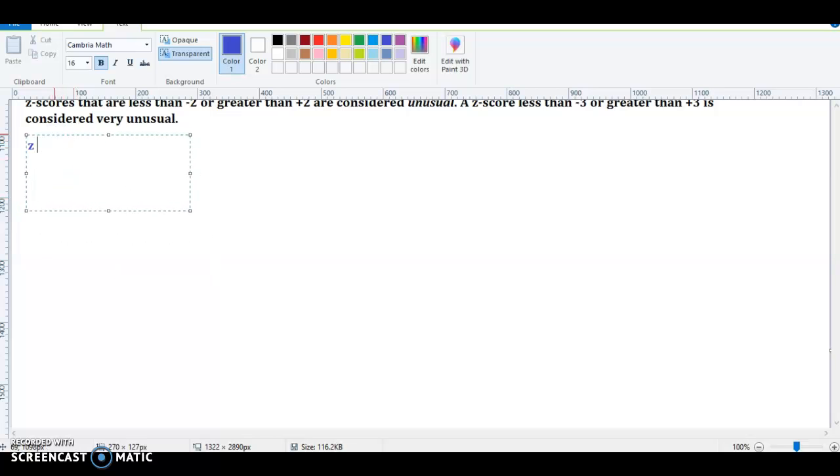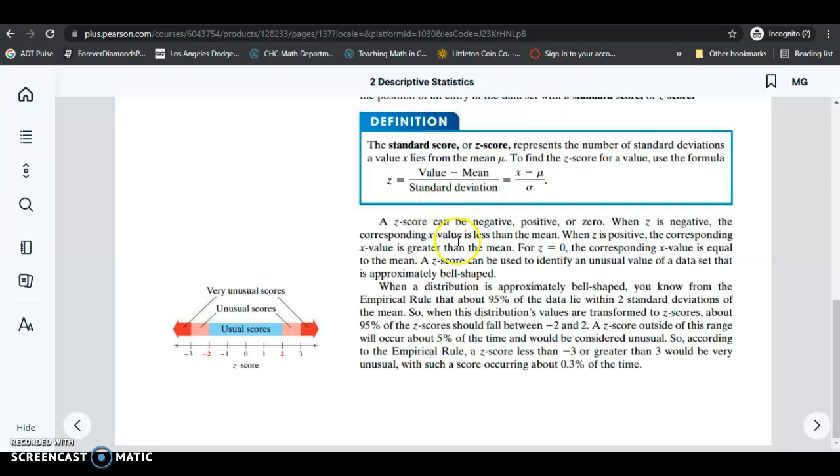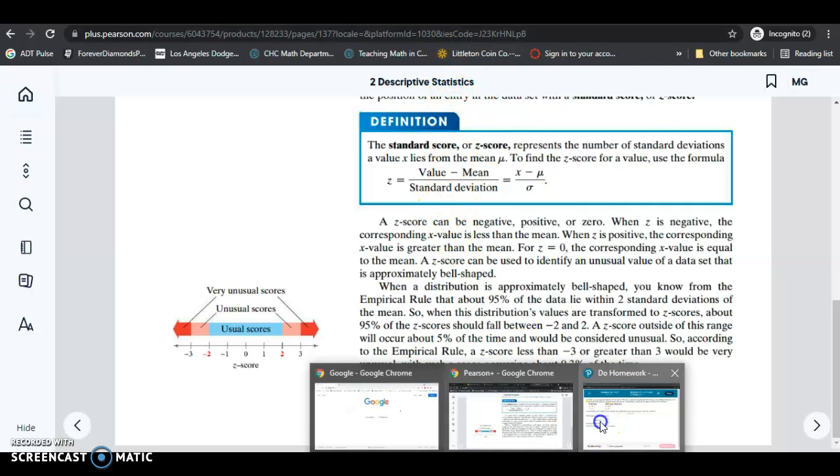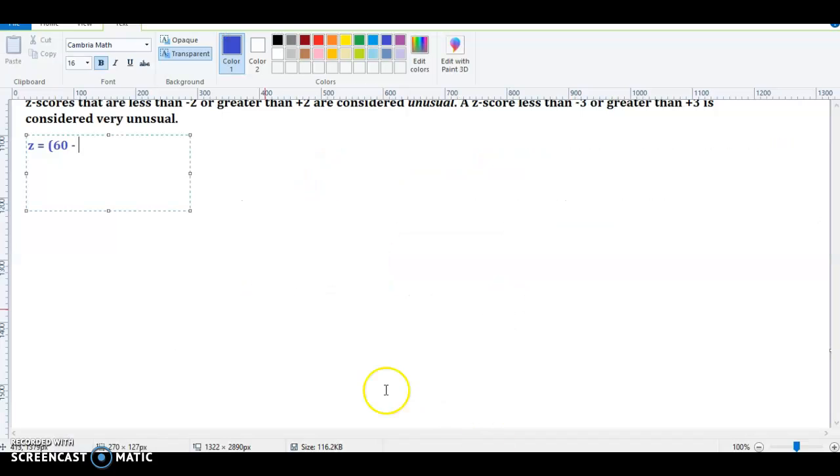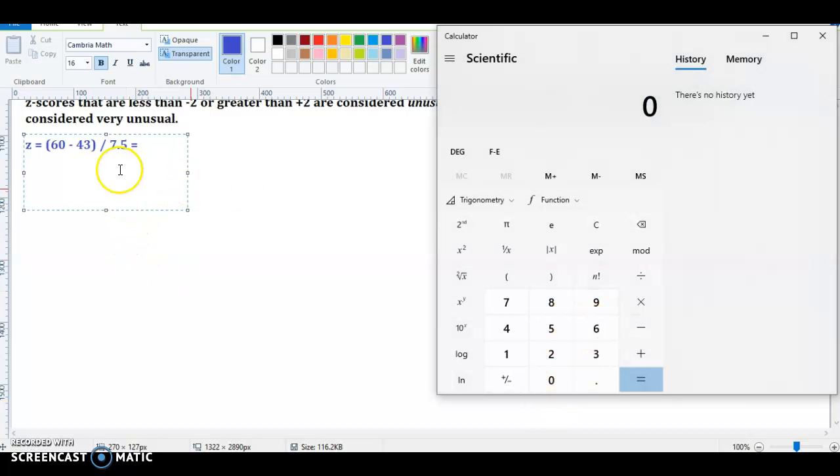Let's actually write this out. The z-score is equal to 60 minus the mean of 43, and then divided by the standard deviation of 7.5. We're going to put this in our calculators. First you have to do the subtraction, so 60 minus 43. We get a difference of 17, and we're going to divide that difference by 7.5.